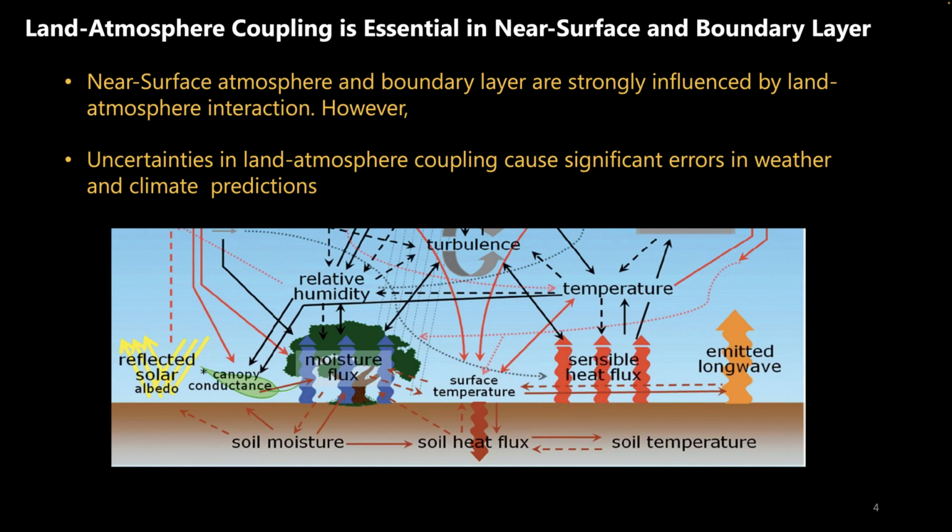Most notably, land-atmosphere coupling is essential in the near surface and the boundary layer. Because the atmosphere directly interacts with land, near-surface weather forecasting and atmospheric boundary layer conditions are mostly influenced by the land condition as it evolves in time. This type of influence can also affect the upper atmosphere and persist for a longer time period, influencing weather and climate prediction.